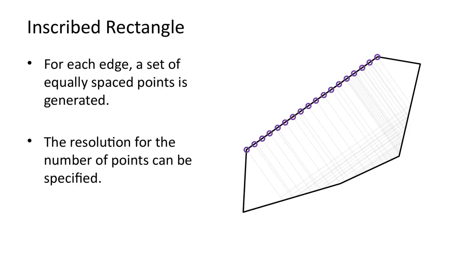The algorithm starts by generating a sequence of points along the edge. The point spacing is specified using a parameter. Smaller values will result in greater accuracy, but at the cost of more computation.